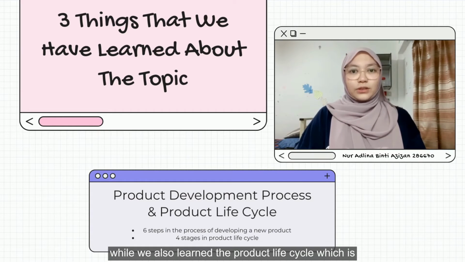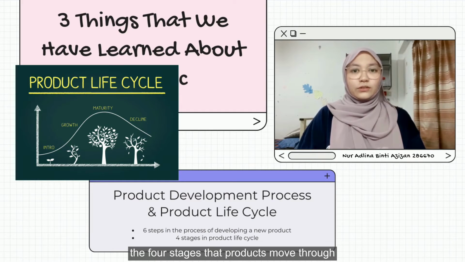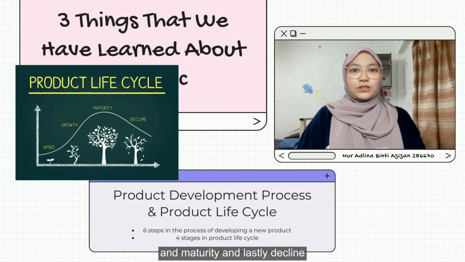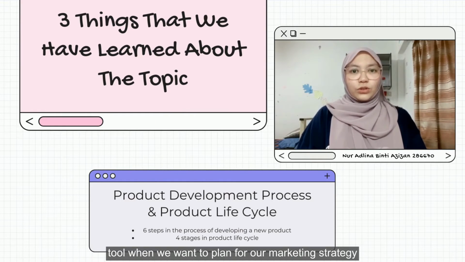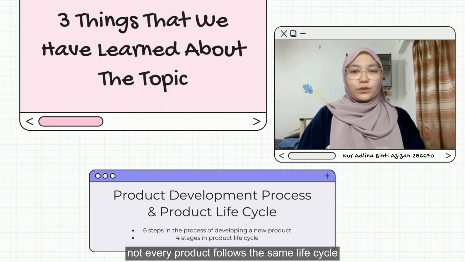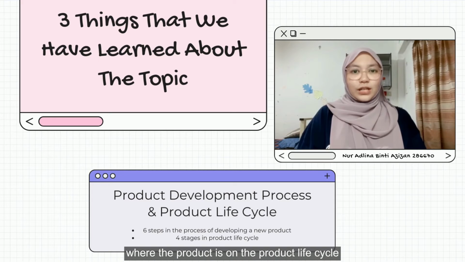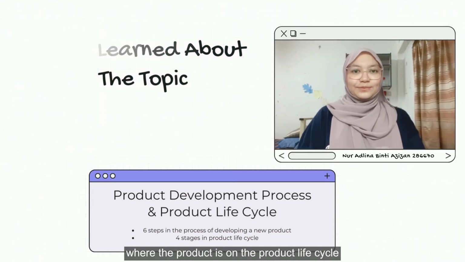While we also learn the product life cycle, which is the 4 stages that products move through from introduction to growth and maturity and lastly decline. It is an important tool when we want to plan for our marketing strategy. But we also understand that not every product follows the same life cycle, and sometimes it is difficult to identify accurately where the product is on the product life cycle.